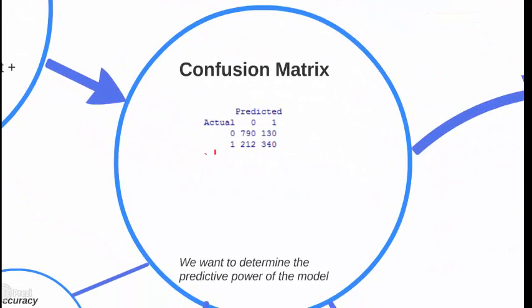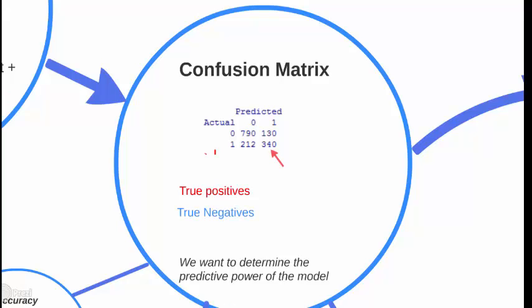One way to test the predictive power of a model is to use the confusion matrix. The confusion matrix is a matrix of events that are the predicted and the actual of our model. The true positives are in the bottom right, and those are the events that the model predicted to be true that were actually true. So the model says that a student will enroll, and they actually did.